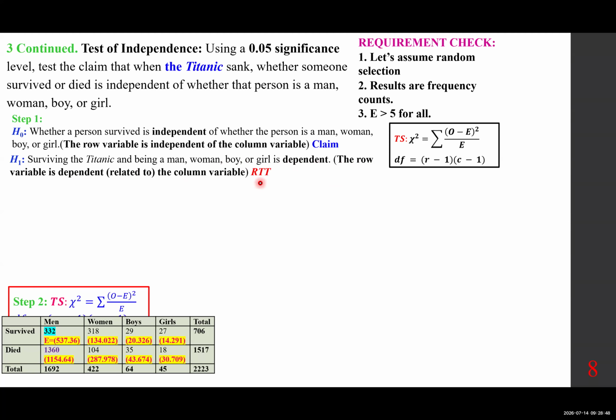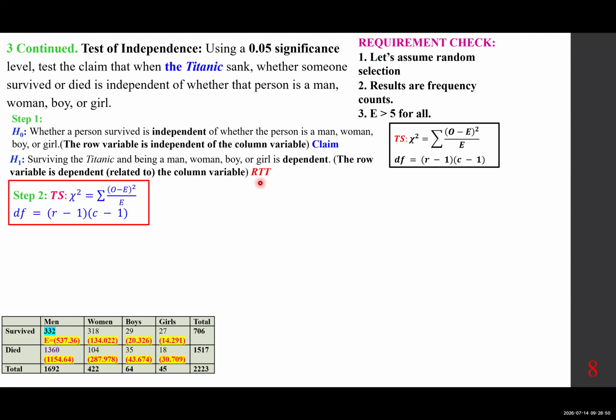The second step is the test statistic, using the formula chi-squared is the summation of (O minus E) squared over E. Degrees of freedom is (R minus 1) times (C minus 1). R is the number of rows, C is the number of columns, okay? So how many rows? 1 and 2, so 2 minus 1, 1. How many columns? 1, 2, 3, 4. So 2 minus 1 times 4 minus 1. Degrees of freedom is 3.